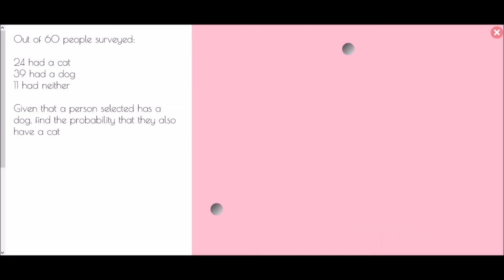Okay, so our next example: out of 60 people surveyed, 24 had a cat, 39 had a dog, 11 had neither. Given that a person selected has a dog, find the probability that they also have a cat. Now again, this is another Venn diagram question, because we have people separating themselves into people who have cats, people who have dogs, and people who have both or neither. So we have an intersection between the two groups.